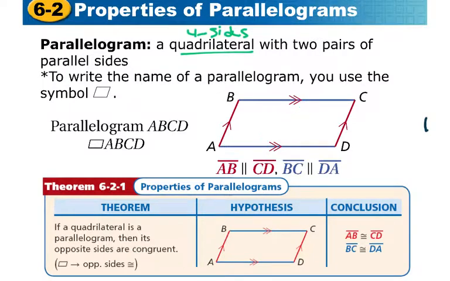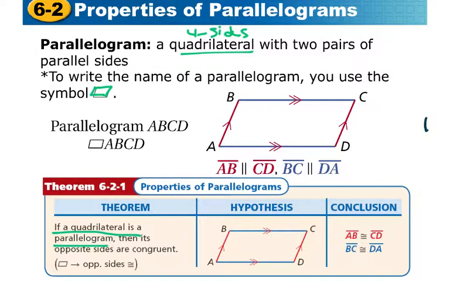To write the name of a parallelogram, it turns out you can just use an image of a parallelogram, just as we've done triangle ABC. We can now do parallelogram ABCD, because of course there would be 4 vertices. Again, given here, you can see that AB is said to be parallel to CD, and then also BC and DA.